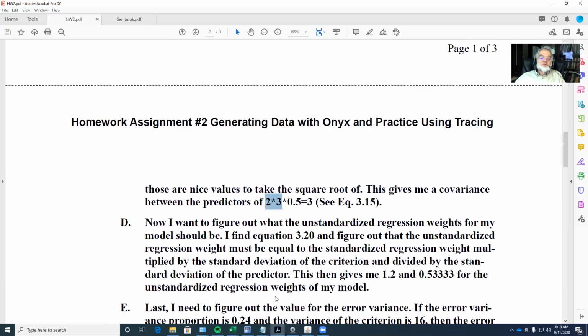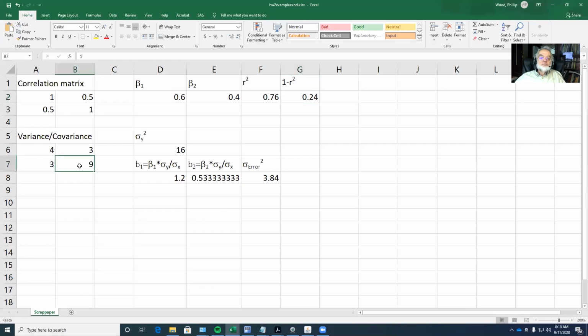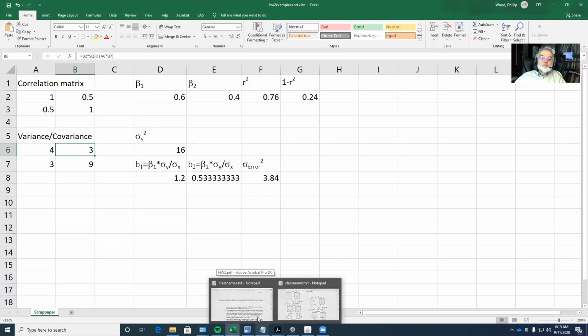Well, in terms of my spreadsheet, I can make a variance-covariance matrix here and put a 4 here and a 9 here, because in a variance-covariance matrix, the variances sit on the diagonal of my predictors. And then over here, I can type in whatever my correlation is, B2 in this example, times the square root of what's on the diagonal, A6 and B7. All right, well, let's come back to this.